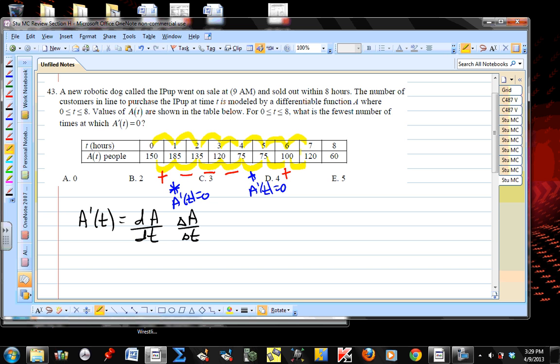From 6 hours to 7 hours, our change is positive. And from 7 hours to 8 hours, our change was negative. So if A prime went from positive to negative, then A prime must have been 0 somewhere in there. So here's what we can conclude. For all that work, A prime must have been equal to 0 at least 3 times.